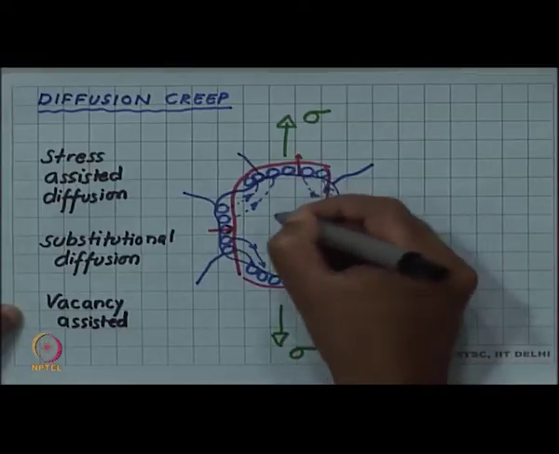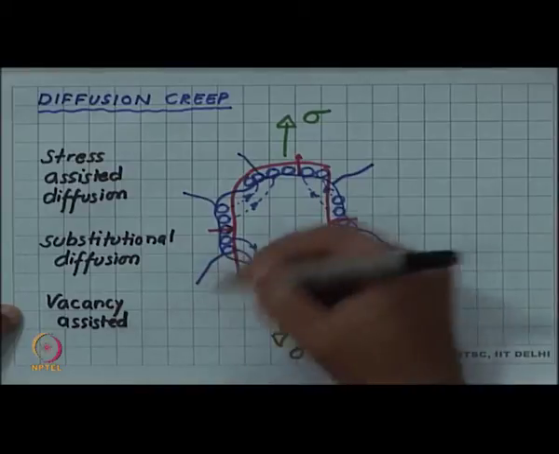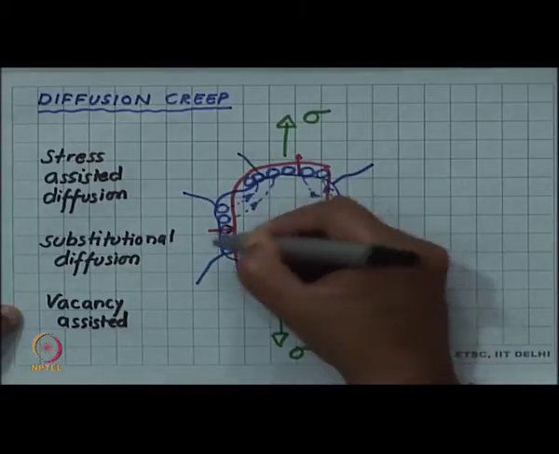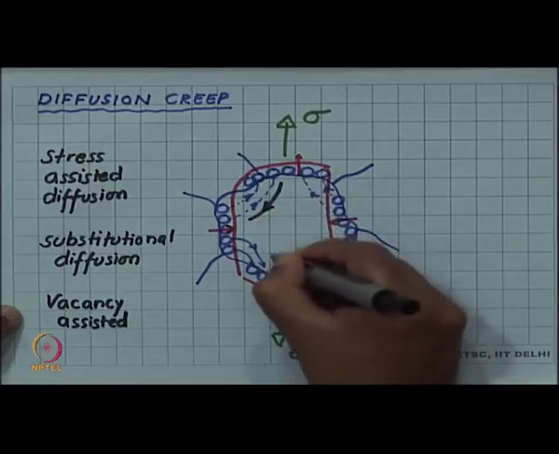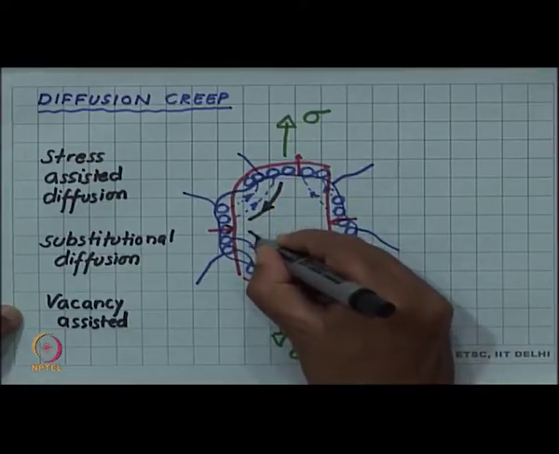So, if we try to put the path of vacancy, if we do not look at the atoms, but look at how the vacancies are migrating, you can see that vacancies will migrate just the opposite way.